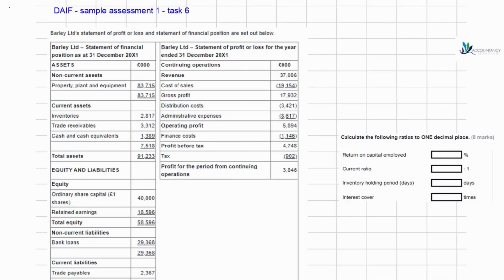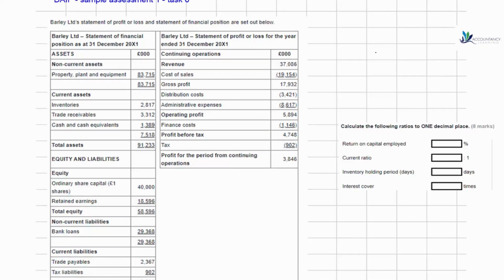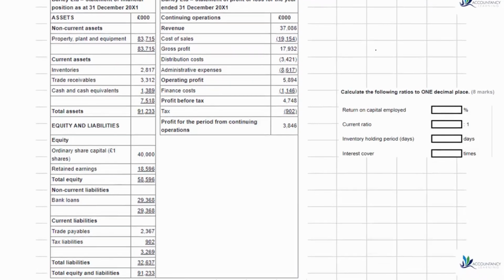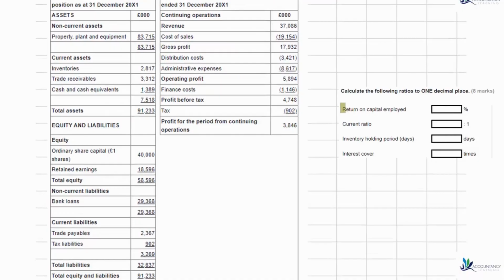This is the debrief of drafting and interpreting financial statements, AAT Sample Assessment 1, Task 6. In Task 6, we are being judged on how we interpret financial statements, and that includes the calculation of ratios. In this particular question, we're given the statement of financial position of the business, as well as their statement of profit or loss, and we are asked to calculate 4 different ratios.